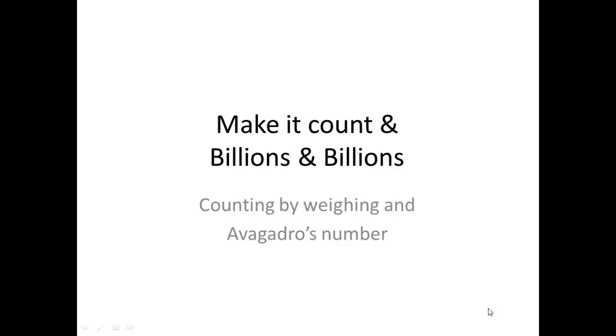In Make It Count in Billions and Billions, we're going to talk about how one can count by weighing, and then that is going to lead us into Avogadro's number and moles.